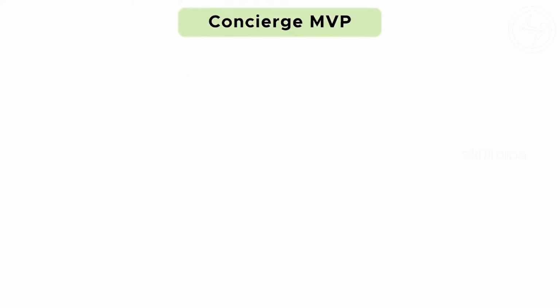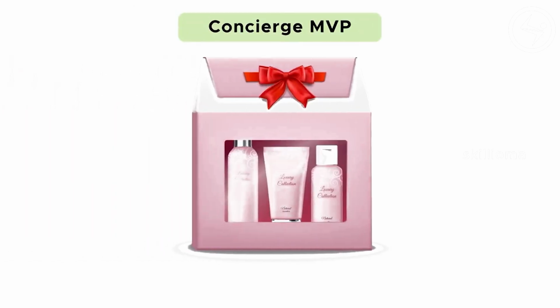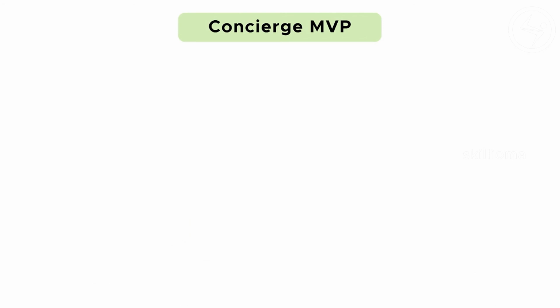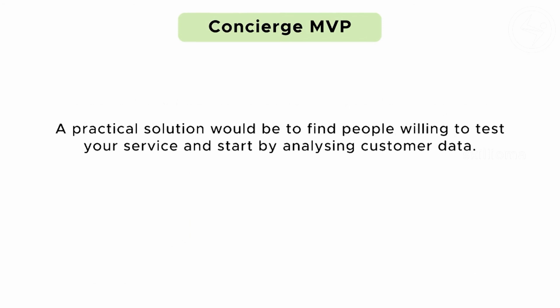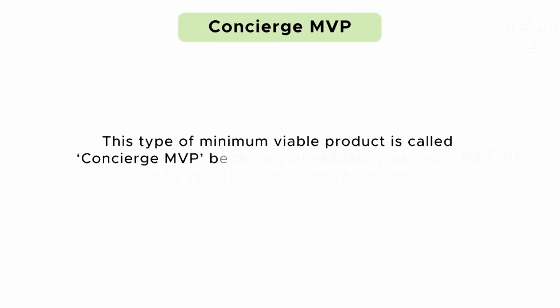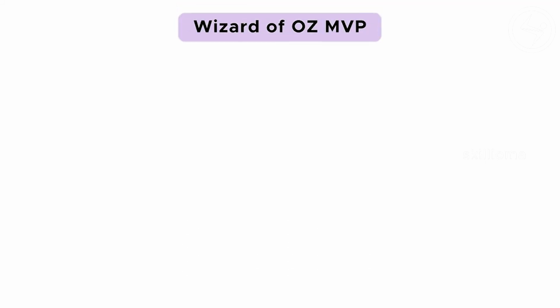Now, let's look at the second type of MVP called concierge MVP. Imagine a scenario where you want to launch a new beauty box service that sends samples of cosmetic products based on the age and skin type. What type of MVP should you create for this service? A practical solution would be to find people willing to test your service and start by analyzing customer data. This type of minimum viable product is called concierge MVP because you validate your business idea by providing services face to face.